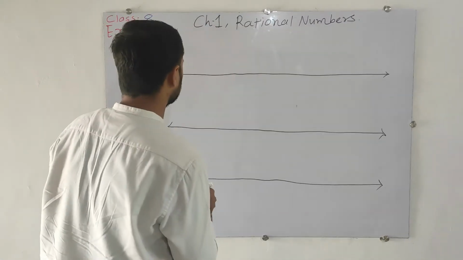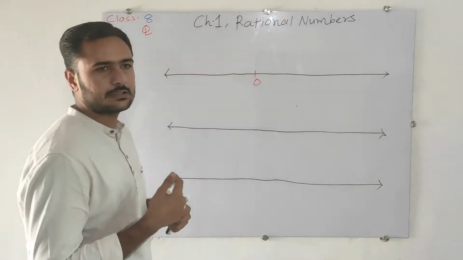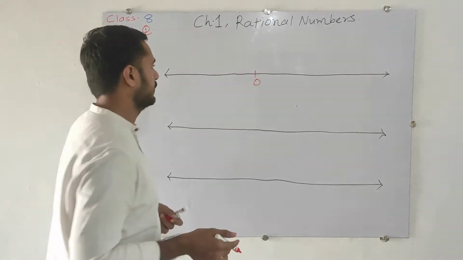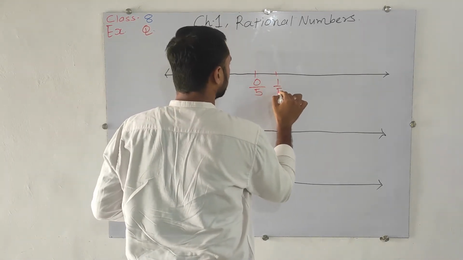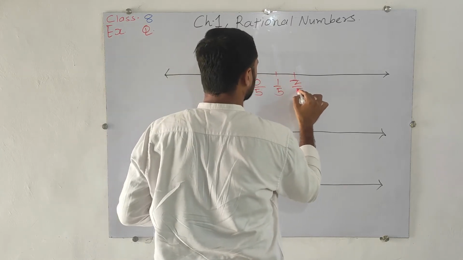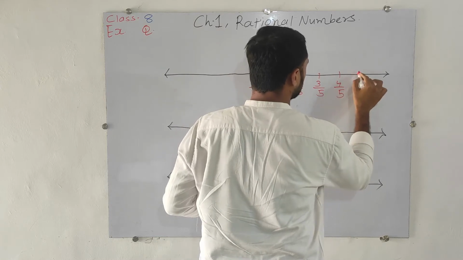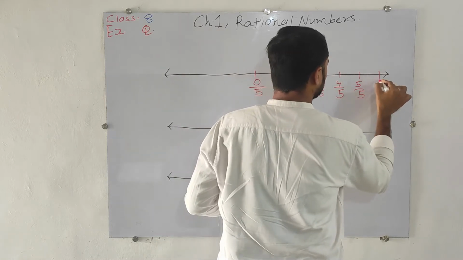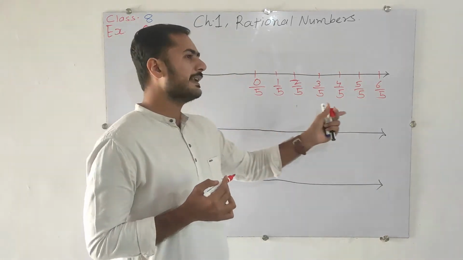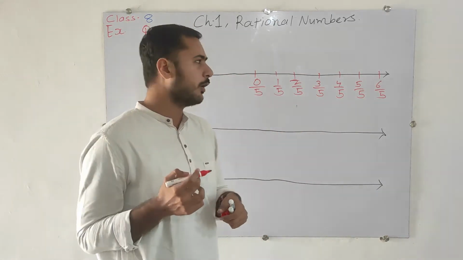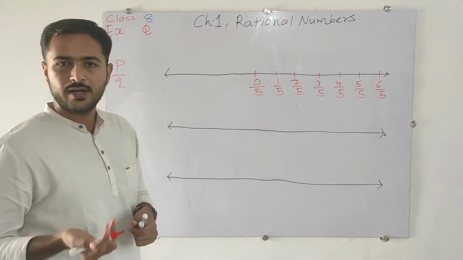So if I just start with the 0, so here is 0. And let me select the parts 1 by 5. So after here I can say 0 by 5, then 1 by 5. This is 2 by 5, 3 by 5, 4 by 5, 5 by 5, and as well as here is 6 by 5. And you can observe that all of these are rational numbers because these all are in the form of P by Q. All are in the fraction form.